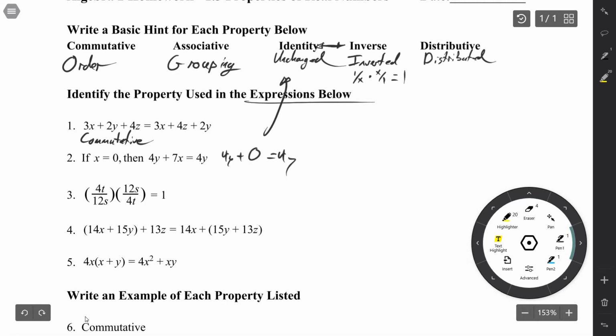I'll actually leave that up. So not unchanged. We don't want to write the hint. We want to write what it actually is. This is the identity property.